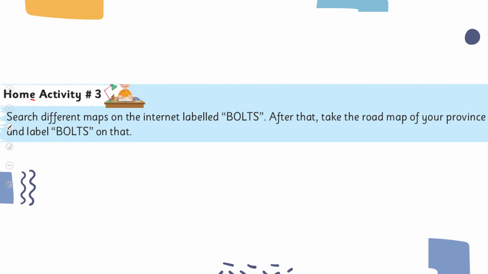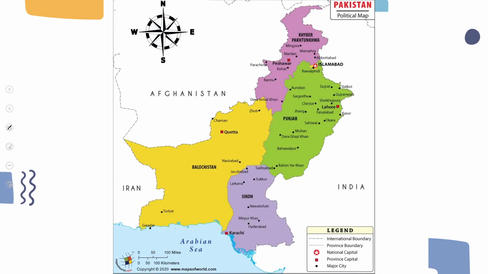So for home activities, search different maps on the internet labeled BOLTS. After that, take the road map of your province and label BOLTS on that.